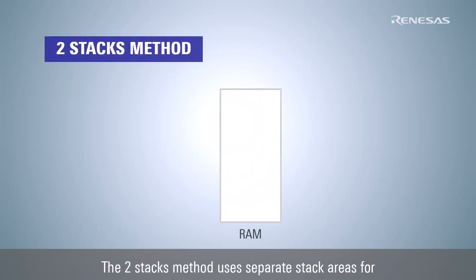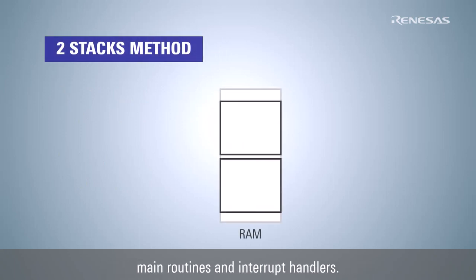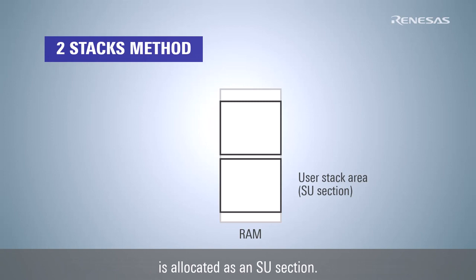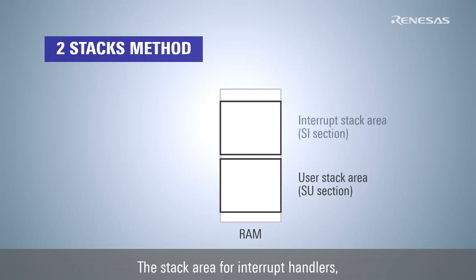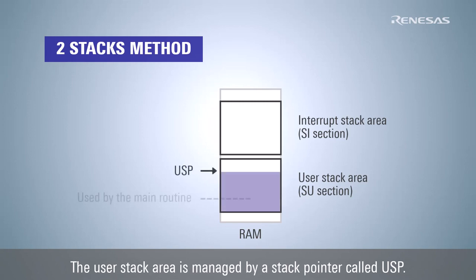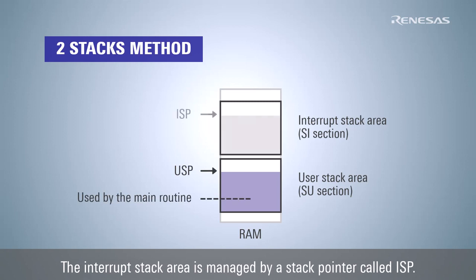The two stacks method uses separate stack areas for main routines and interrupt handlers. The stack area for main routines, known as the user stack area, is allocated as an SU section. The stack area for interrupt handlers, known as the interrupt stack area, is allocated as an SI section. The user stack area is managed by a stack pointer called USP. The interrupt stack area is managed by a stack pointer called ISP.